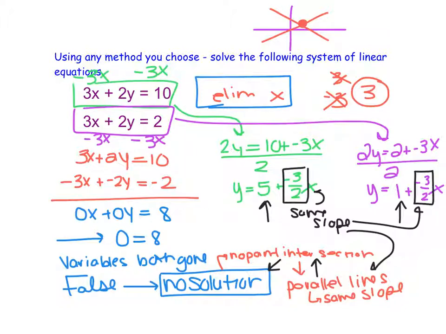So if you're looking for a no solution, you can either rewrite them and look to see if they're parallel lines, or you can start to solve the system as normal. The variables will be gone, and you'll be left with this false statement, something like 0 is equal to 8.